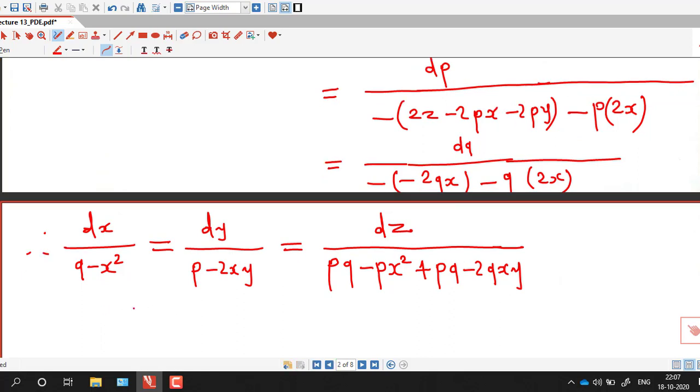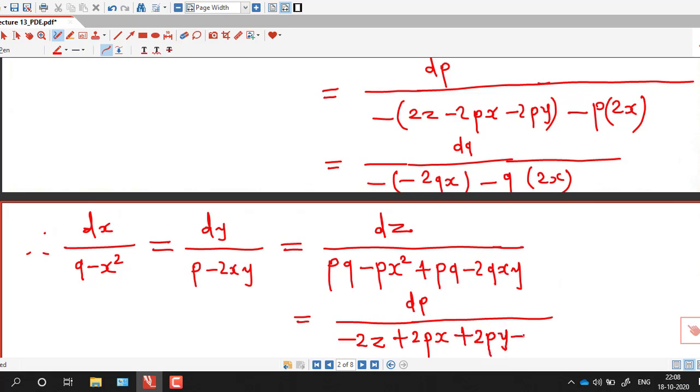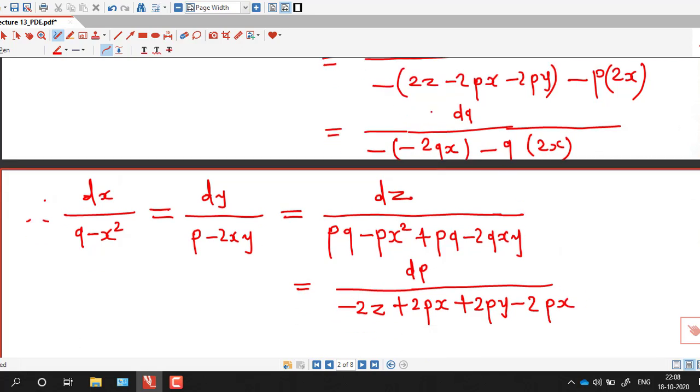And this is equal to dp divided by, here we take negative sign inside the bracket, so minus 2z plus 2px plus 2py minus 2px. Minus 2z plus 2px plus 2py minus 2px.